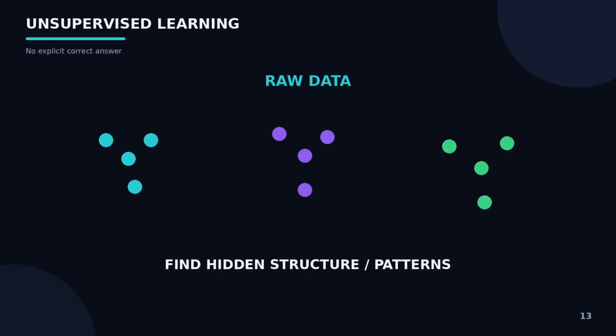Now let's remove the labels. Suppose I give you a million customer records. I don't tell you which customers belong to which group. I simply ask, can you find meaningful groups or patterns in this data? That's where unsupervised learning comes in. The model isn't given a correct answer for each example. Instead, it tries to discover structure in the data.